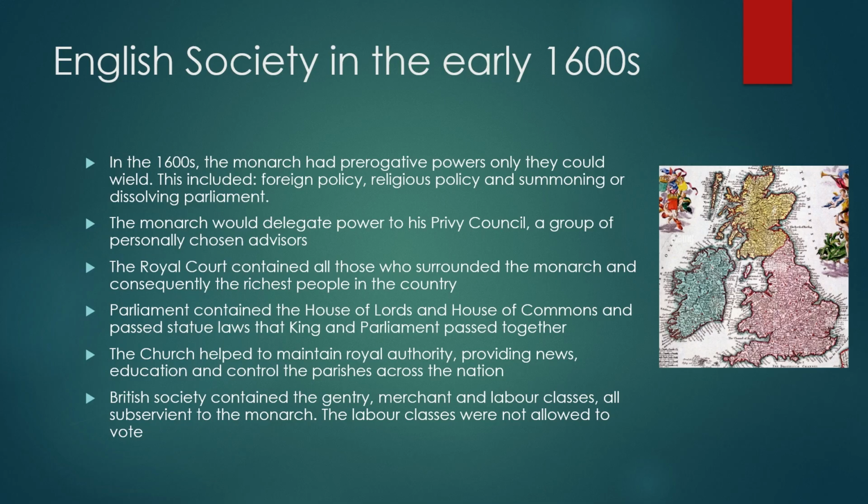The monarch would then delegate his power to what's called his Privy Council. These were a group of personally chosen advisors, but they were quite powerful people as well. Again, because they were so close to the king, in some ways they were borrowing his prerogative power to do what they like. So again, as an example, you have the monarch who's in control of foreign policy.